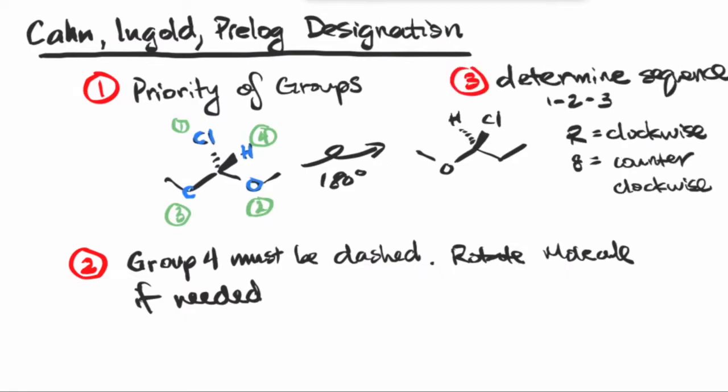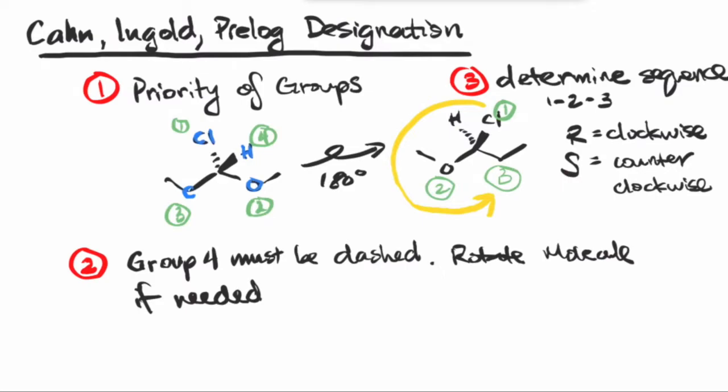And the last step here is to determine the sequence of the groups 1, 2, and 3. Once you have the 4th group in the back, you just count 1, 2, 3. And depending on the direction of that circle that you draw, you will designate it either as an R or an S. R stands for clockwise, for the Latin word rectus for right, and S is counterclockwise, which stands for the Latin sinister for left.